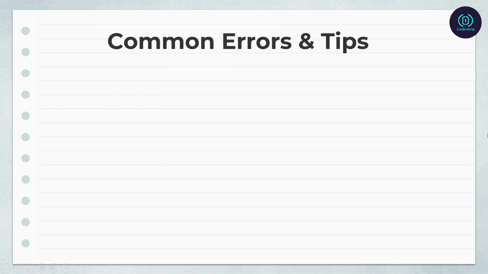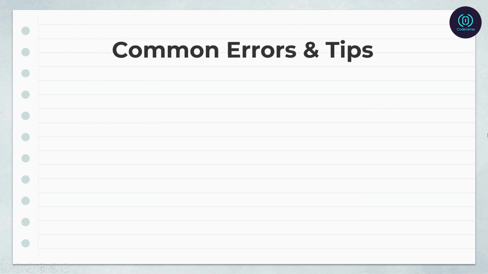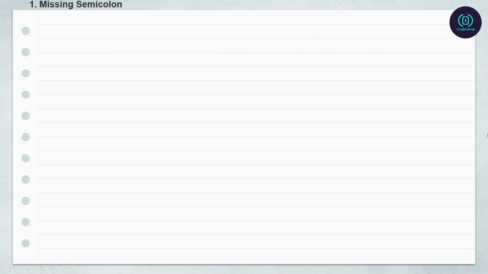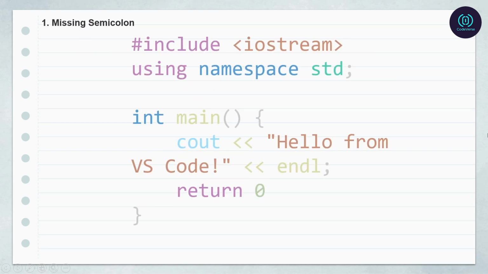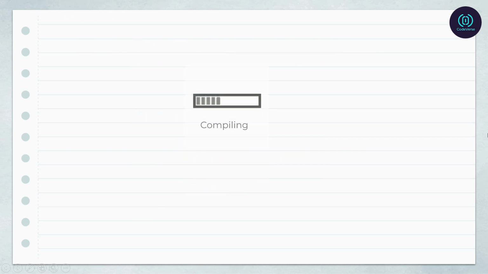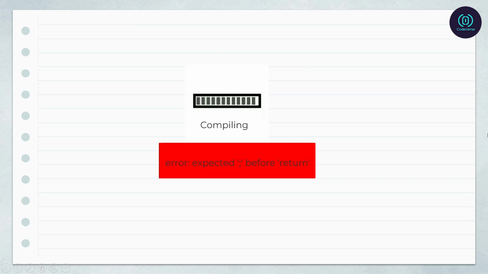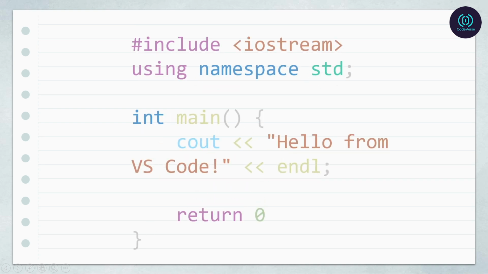By now, you've seen how to write and run a simple C++ program. But if you're just starting out, you'll probably face some common beginner errors. And that's okay, everyone does. Let's go through a few of the most frequent ones, and how to fix them. C++ is very picky about syntax. Forgetting a semicolon at the end of a statement, that's one of the most common mistakes.